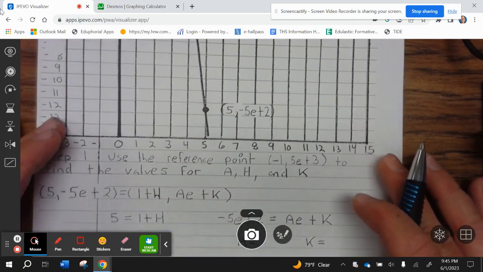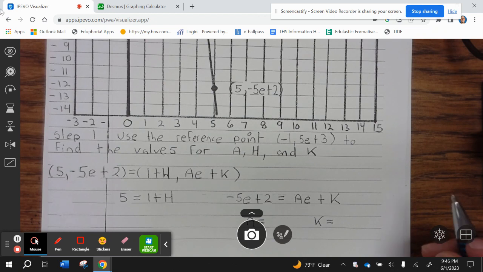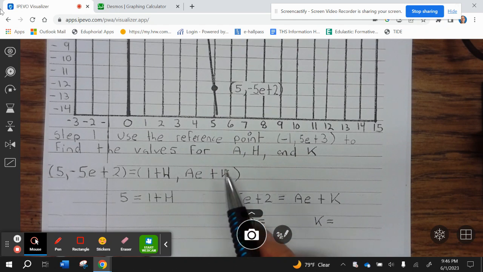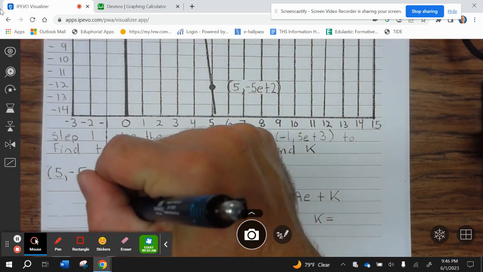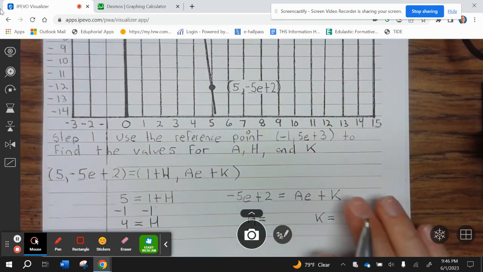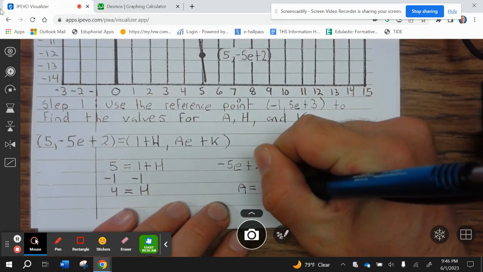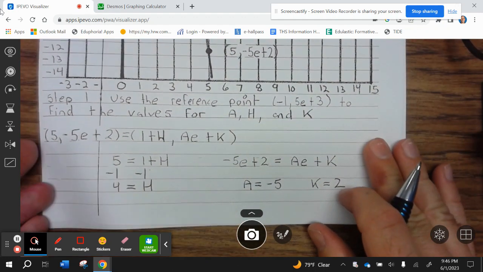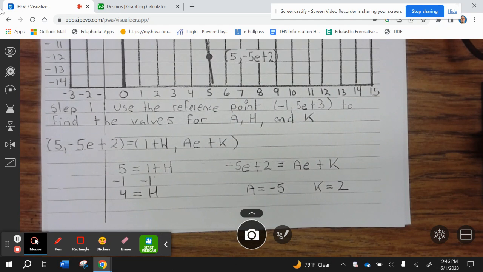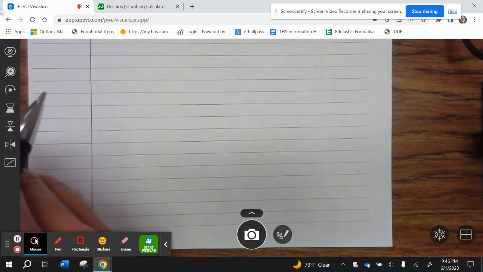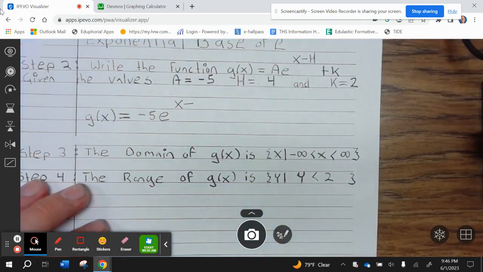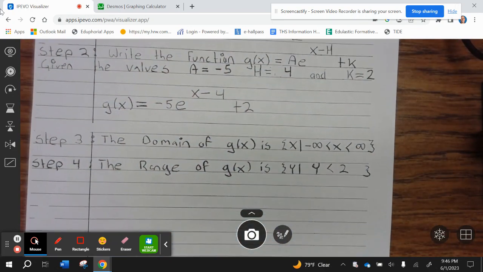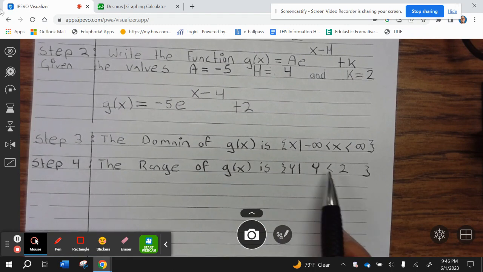All right. Step 1, use the reference point to find the values for a, h, and k. In this case, our point is 5 here, so we know that 5 equals 1 plus h, so we subtract 1 from both sides. 5 minus 1 is 4, so h equals 4. Now, the a value is here, and the k value is 2. So g of x equals negative 5, e to the x minus h, which is 4, plus 2, where the domain is negative infinity to positive infinity, and the range is y less than 2 because it reflected.